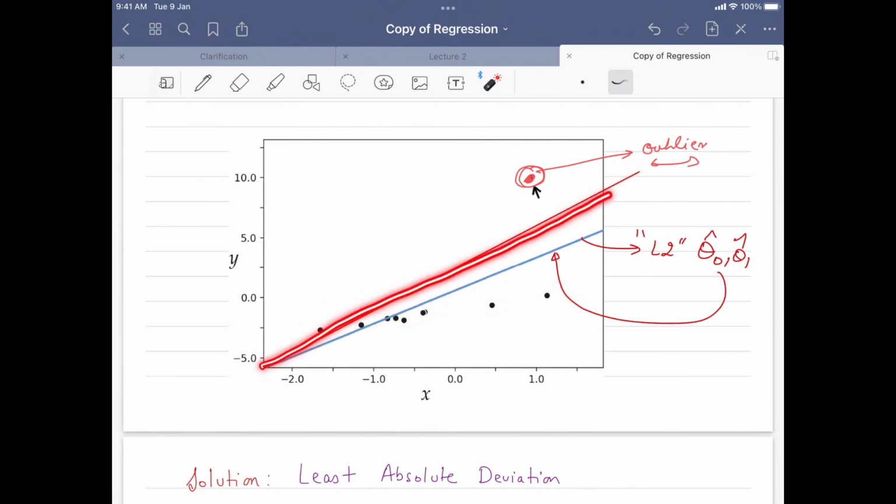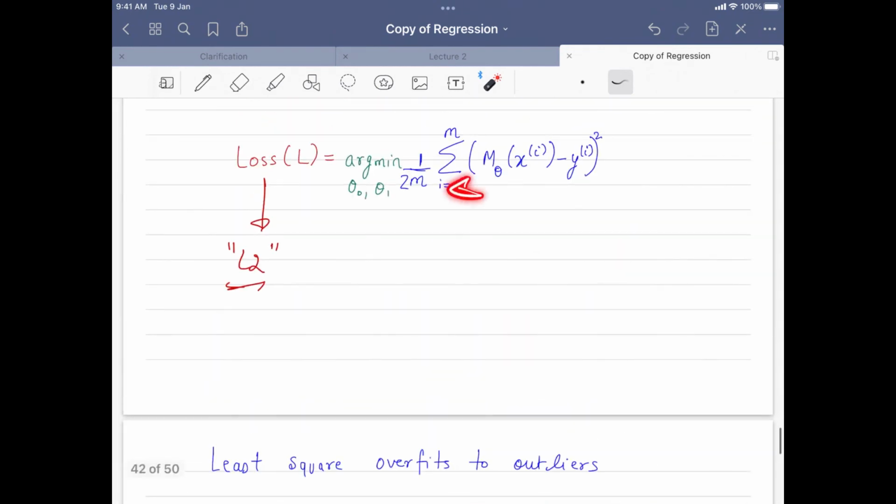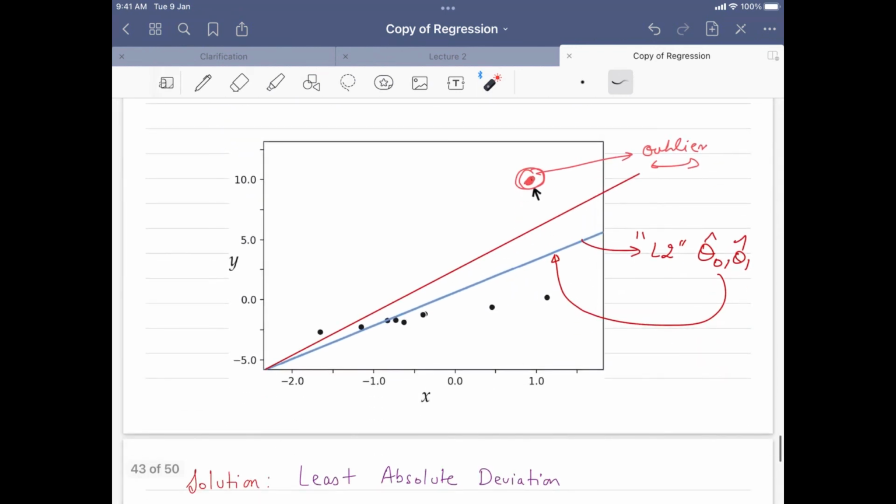And why is it happening? It is happening because if you see this loss function, it tries to reduce the loss, right? So here, for this particular case, the loss is this one. Let us say this loss is beta. So if this is the loss, you can see now that this loss is very high and all these losses are very small for this blue line.